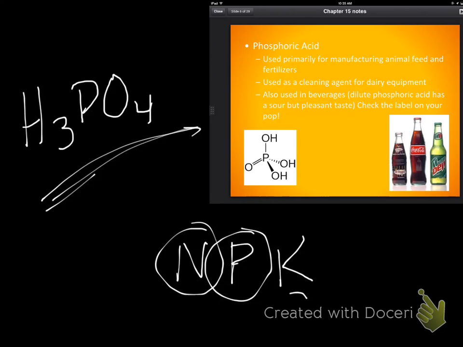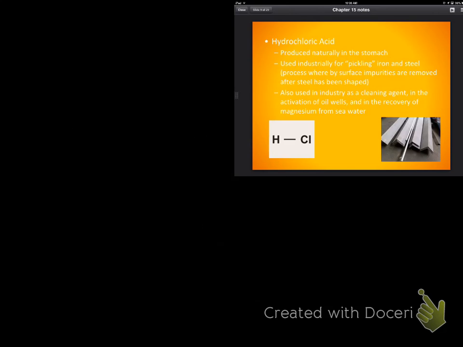Okay, from phosphoric acid, we will move on to our next common industrial acid. Hydrochloric acid, HCl, is the one that, of course, you use to digest your food. And it's used in the steel industry. It's used as a cleaning agent.